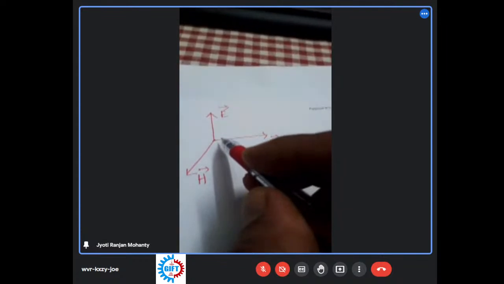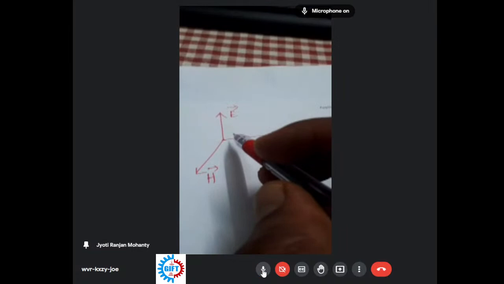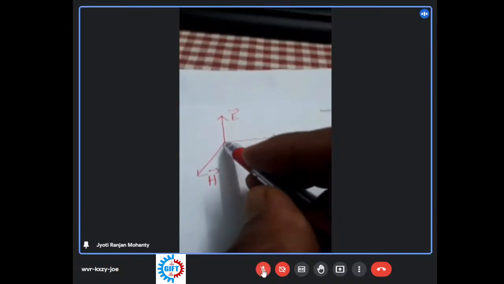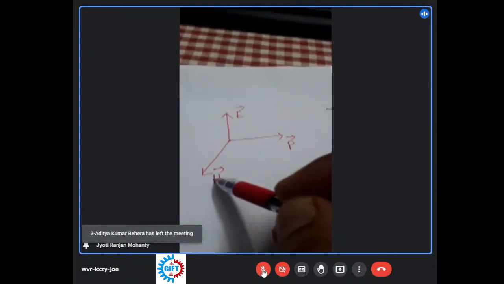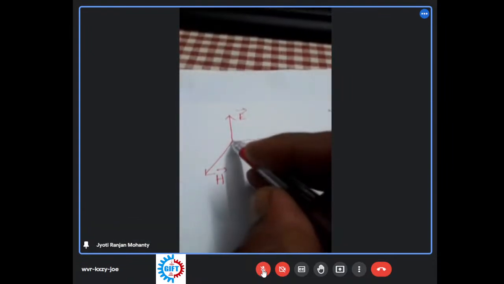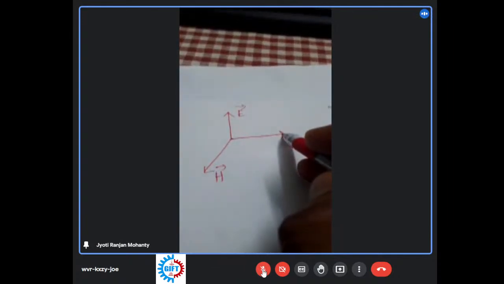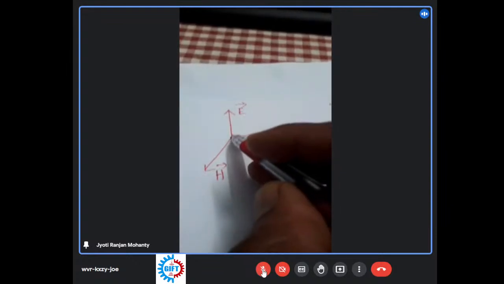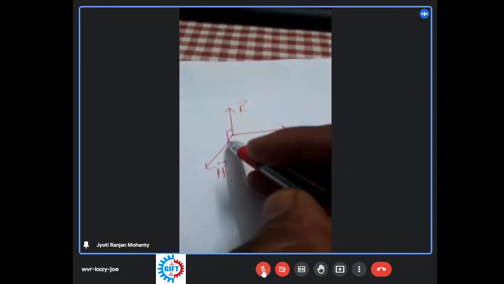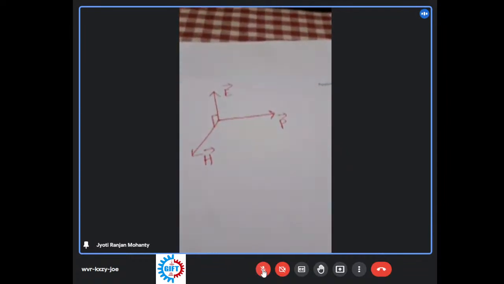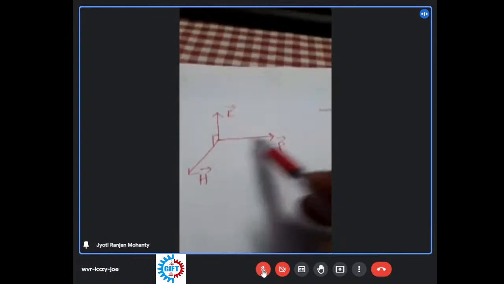So look here, are you writing? Yes, sir. So this is the direction. You draw this diagram. This is the electric field vector. This is the magnetic field vector or intensity. So this is the direction of the Poynting vector. The direction of P is perpendicular to the plane containing E and H. Okay. This is the short question you have to remember. You draw this diagram.